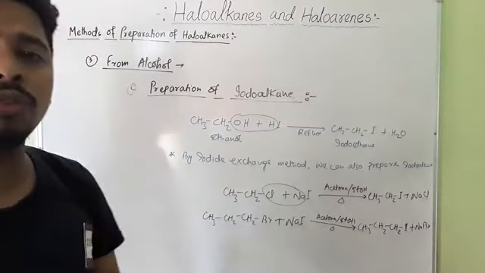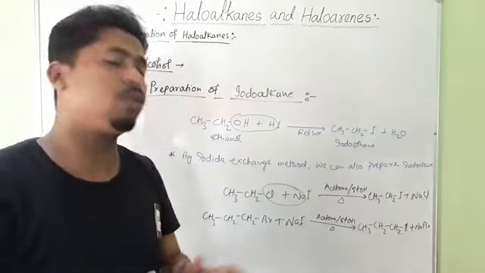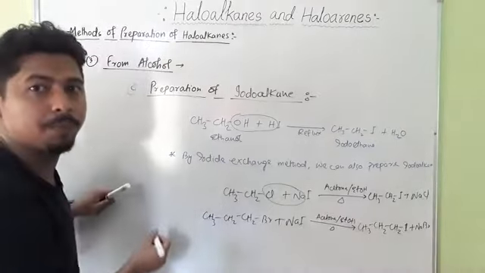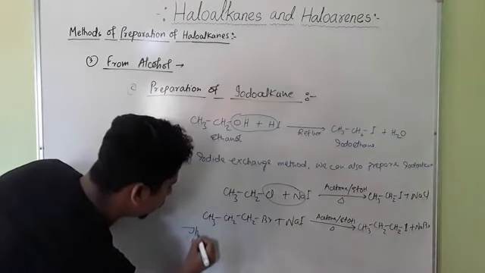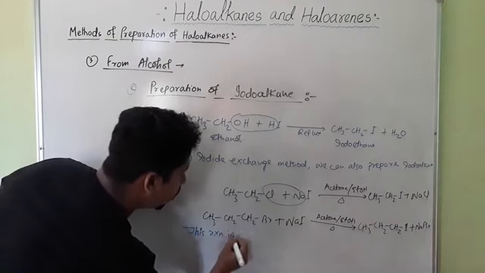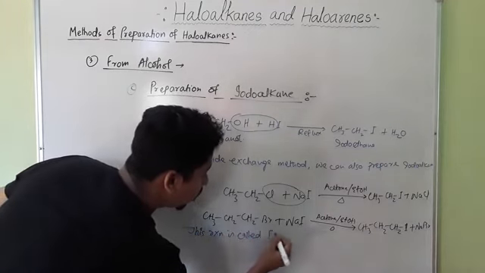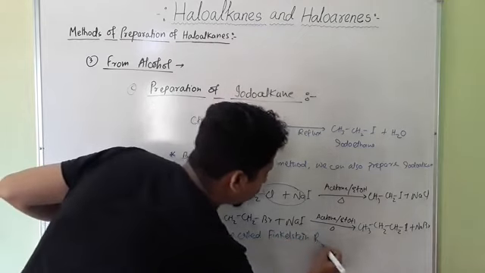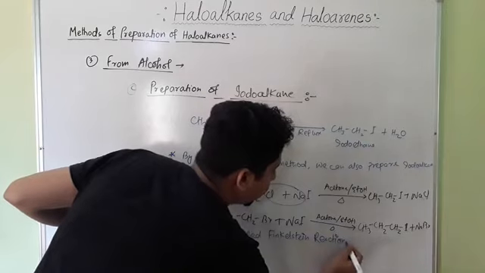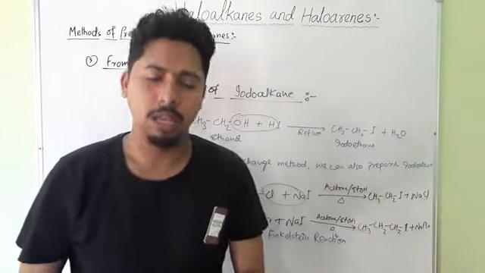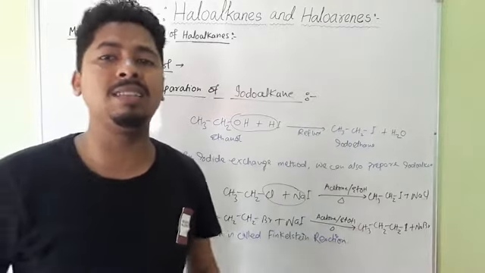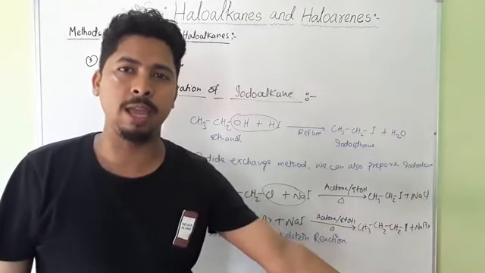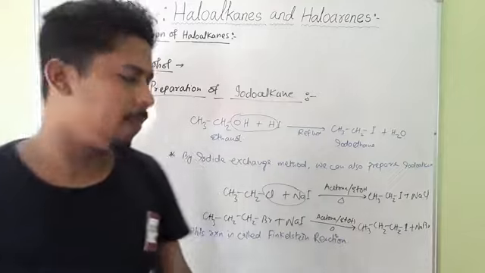Simply, this reaction is called the iodide exchange reaction or iodide exchange method, and it is a famous name reaction called the Finkelstein reaction. What is the Finkelstein reaction? When any chloro or bromoalkane is treated with sodium iodide in the presence of acetone or ethanol, it gives the corresponding iodoalkane. In this reaction iodide exchange takes place, and this reaction is called the Finkelstein reaction.